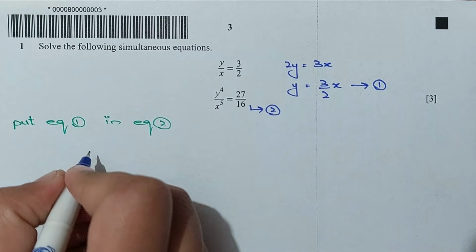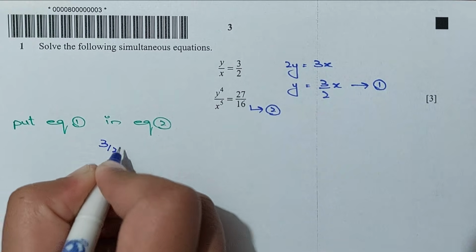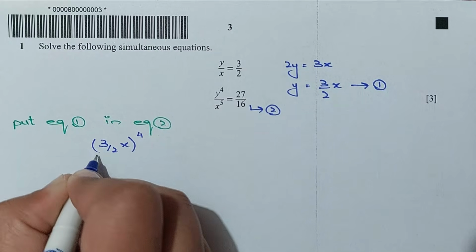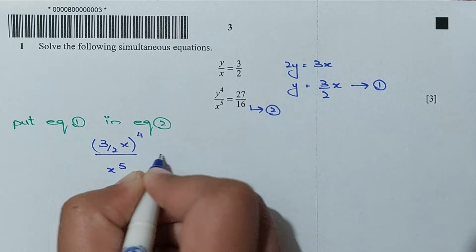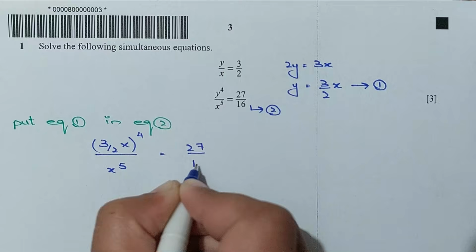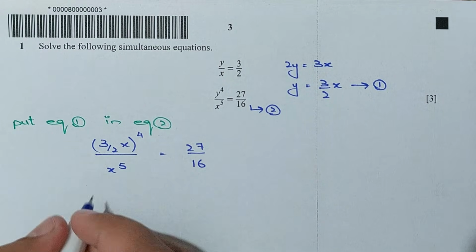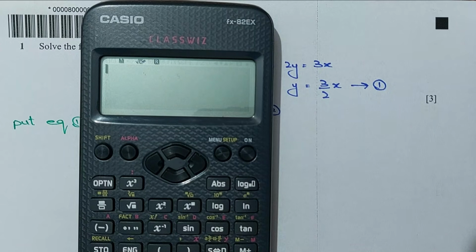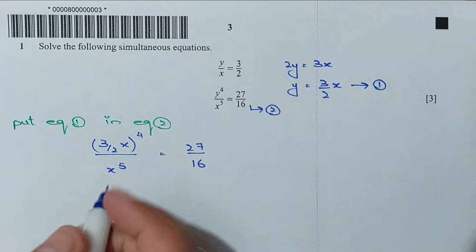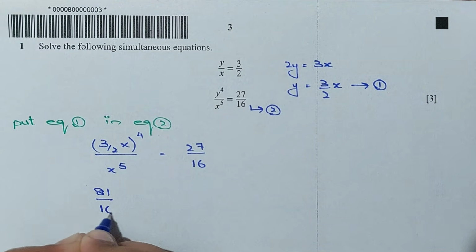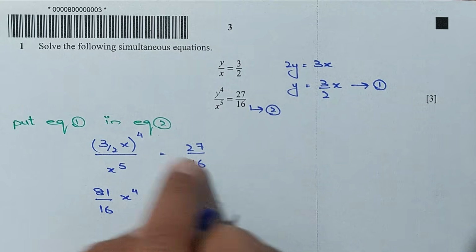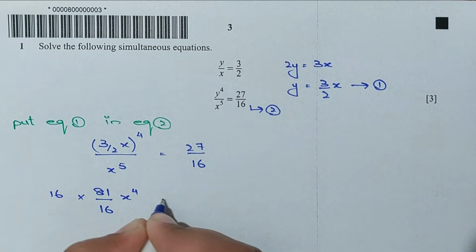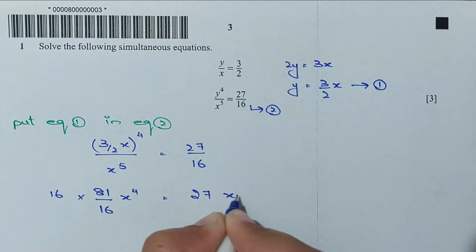Equation 2 is y to the power 4 over x to the power 5 equals 27 over 16. Cross multiplication is better. Okay, 3 by 2 to the power 4 first, that is 81 over 16. So 81 over 16 x to the power 4 is multiplied by 16, and this is 27 multiplied with x to the power 5.